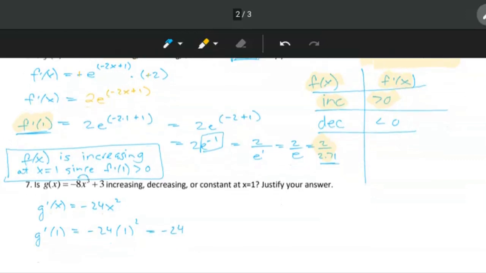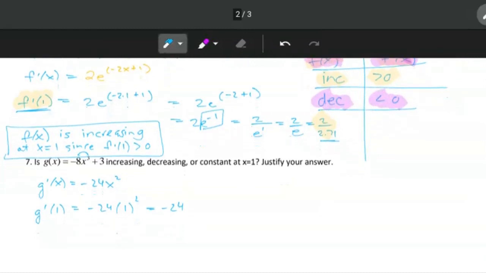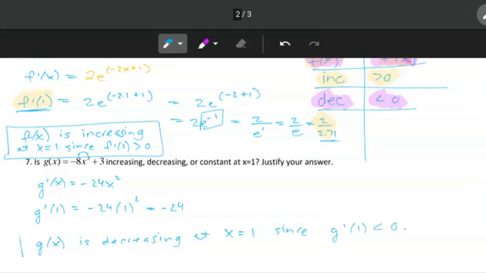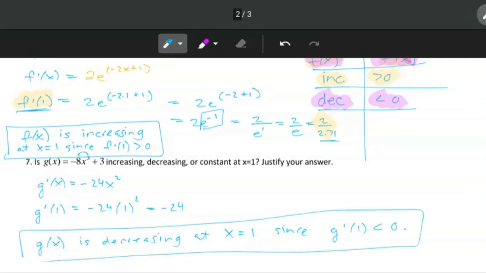So negative 24 is a negative number. Think about what that means. If your derivative is a negative number, that means your original function is decreasing. So we can say g of x is decreasing at x equals 1 since g prime of 1 is a negative number, or less than 0. That's probably the shortest way to write your answer and explain it.